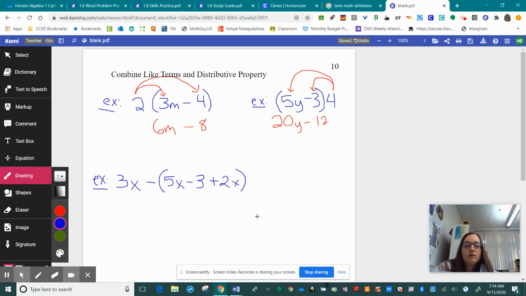Now some of you are like, okay, I see the parentheses, but I don't see anything to distribute in. And then some of you might be like, oh, the 3x, we got to do the 3x to distribute in. Well, no, see how there's that minus sign there? That is 3x. And we are going to subtract everything in those parentheses from that 3x. Everything in the parentheses. We're going to subtract 5x. We're going to subtract a negative 3. And we are going to subtract a positive 2x.